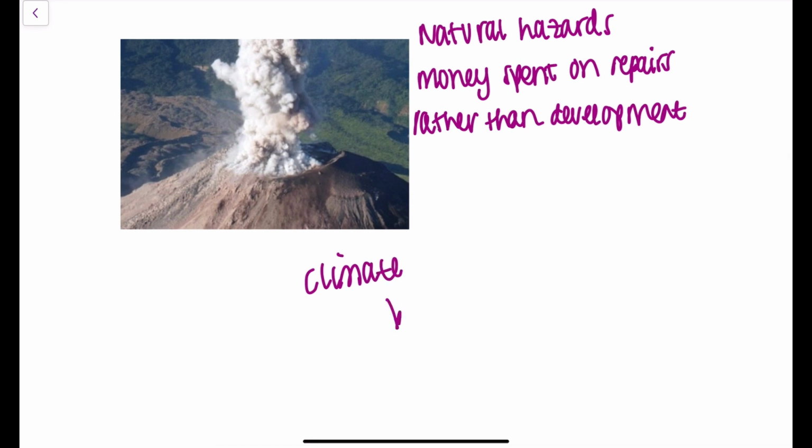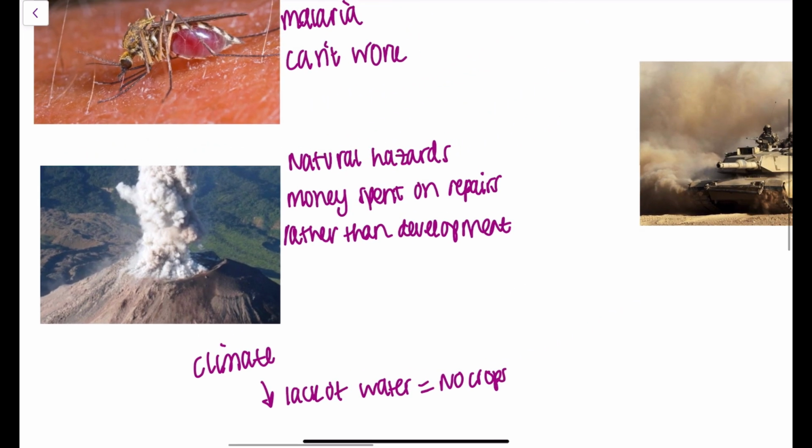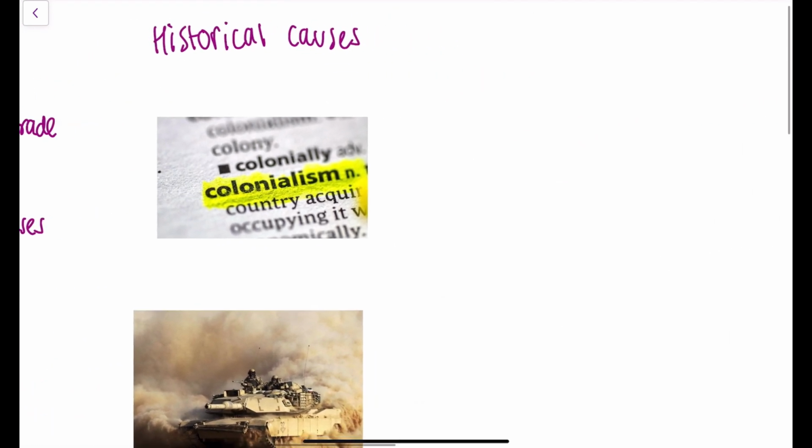We've also got climate, which can affect development, as crops cannot grow well without water at the right time of year, and that lack of water is a barrier to development. Therefore, drought prone areas will struggle to develop. We're then going to have a look at historical causes, and our first is colonialism.